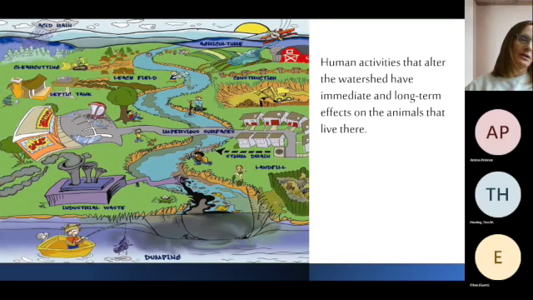Just kind of this little graphic, I guess, shows how human activities alter the watershed. We've been talking a lot about watersheds. That's kind of the foundation of our whole aquatics discipline, is what happens in the watershed and how human activities influence water bodies within the watershed. And in this presentation, we'll be talking about how human influences on the watershed affect the animals that live there.